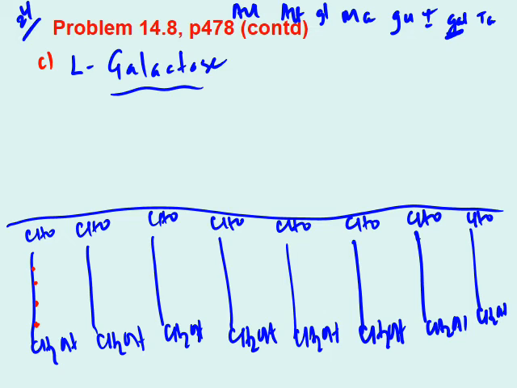Now since these are D's, all the OHs will be on the right. Right, right, right, right, right, right, right, right. Now we'll be moving to the topmost chirality center, and we're going to apply the right-left rule. Right, left, right, left.